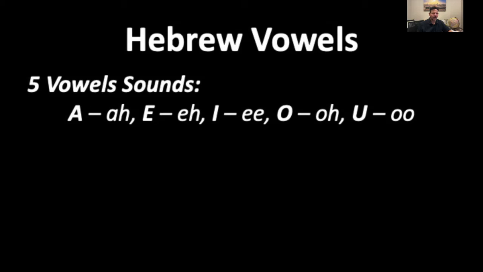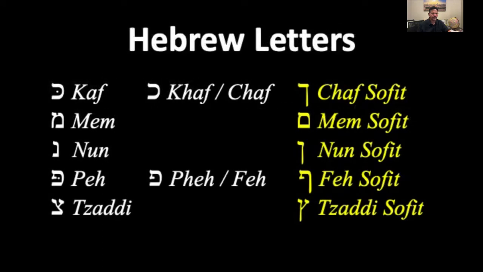One last time. A, E, O, U. Tov meod. Very good. Now, to go into the look of the consonant letters, we have to keep in mind that some letters change their form at the end of a word.